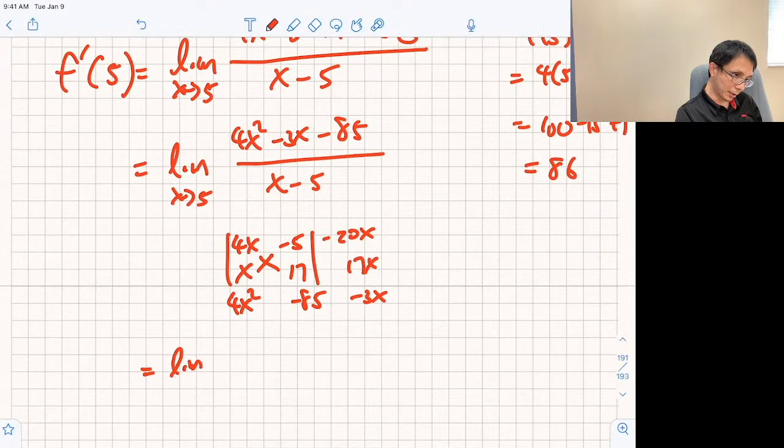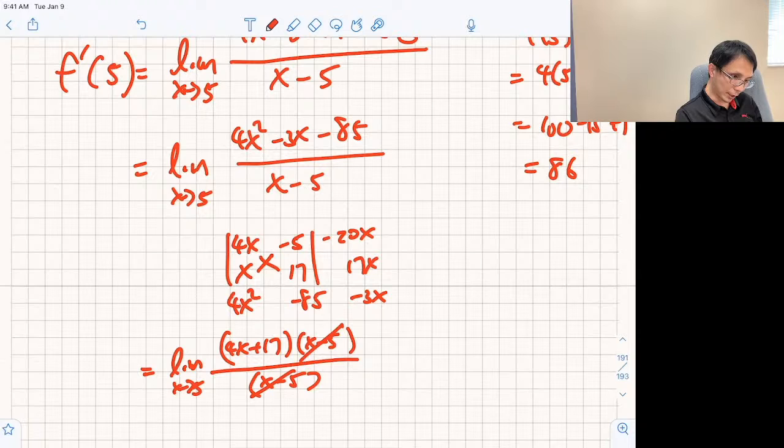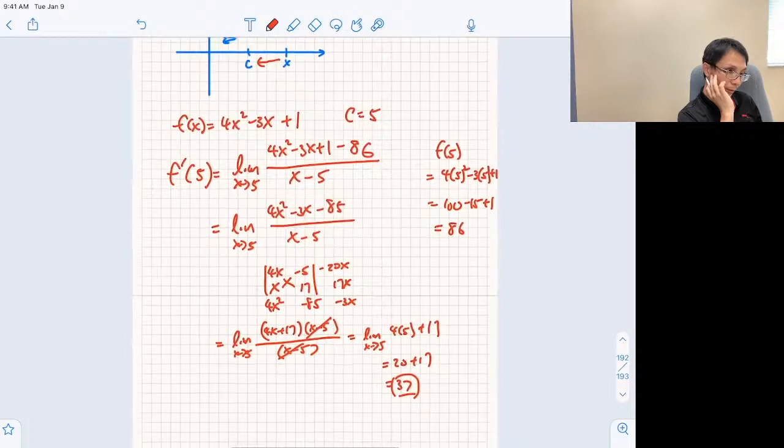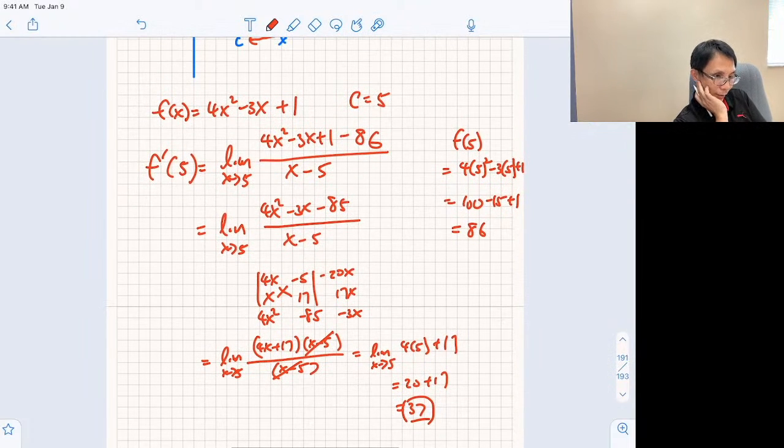So limit as x approaches 5 of 4x plus 17 times x minus 5 over x minus 5. So now cancel out. That's going to be limit as x approaches 5 of 4 times 5 plus 17, which is 20 plus 17, which is 37. So the slope at 5 is equal to 37.